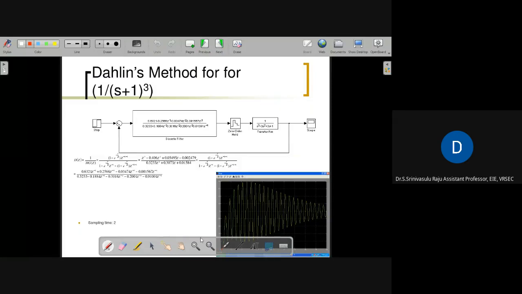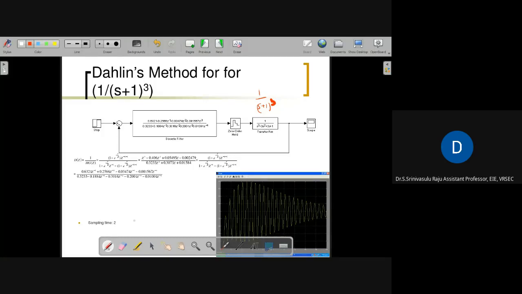This is the third order, similar to what we have studied: 1 by (s plus 1) whole cube. Then D of z is implemented. You see, the order is 4 only. As compared to the deadbeat, the order is reduced, but it has a more oscillatory response, with high positive and low negative values. So this response cannot be accepted by any industry.